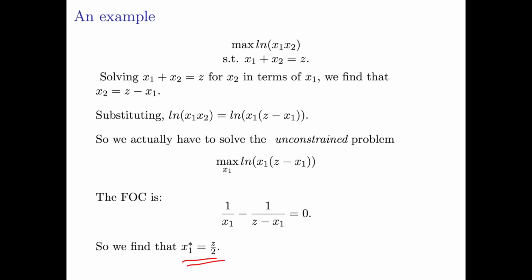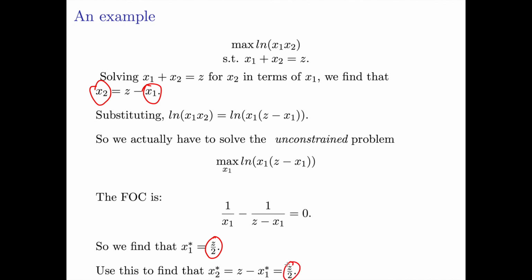So to finish, we just need to find the optimal value of x2. And how do we do that? Well, we go back to the equation that we came up with when we solved for x2 in terms of x1. We just plug in our optimal value of x1 to get the optimal value of x2. Our optimal value of x1 is z over 2. So the optimal value of x2 is z minus the optimal value of x1. So it's z minus z over 2, which is z over 2. And that's how you maximize a concave function of two variables.